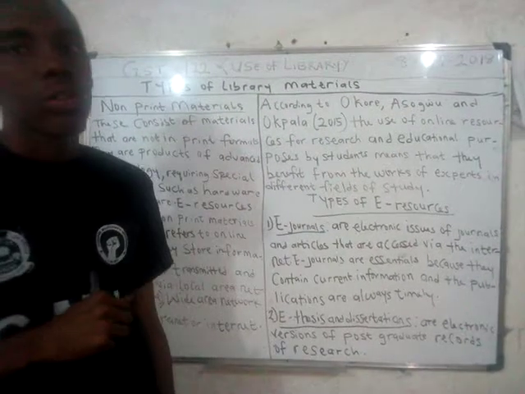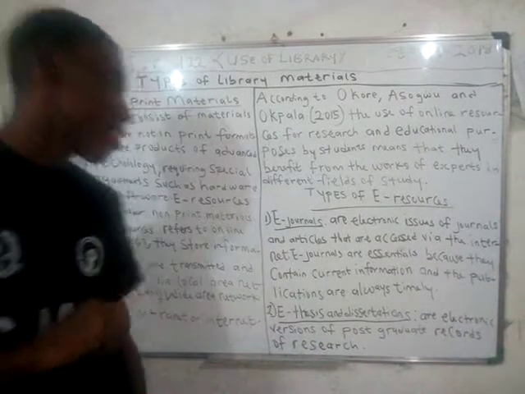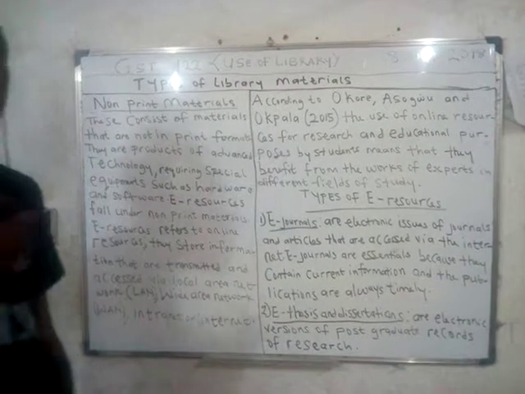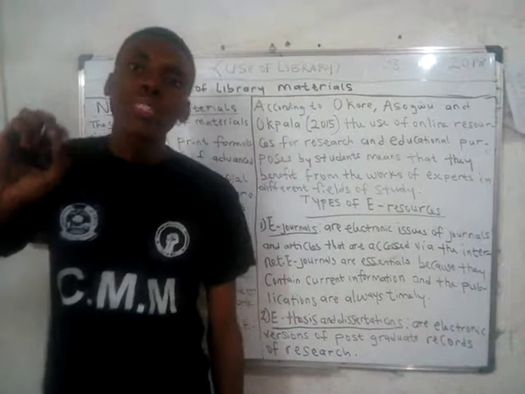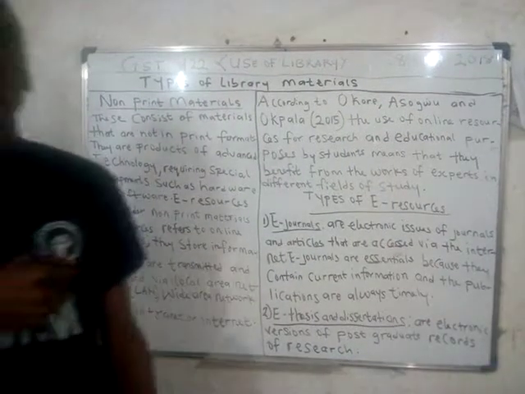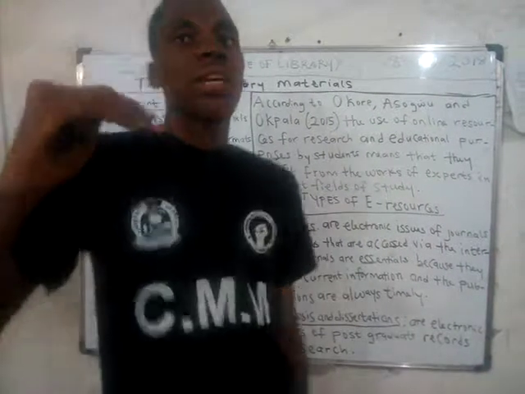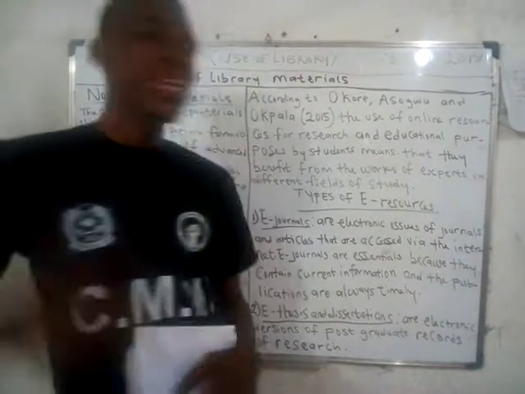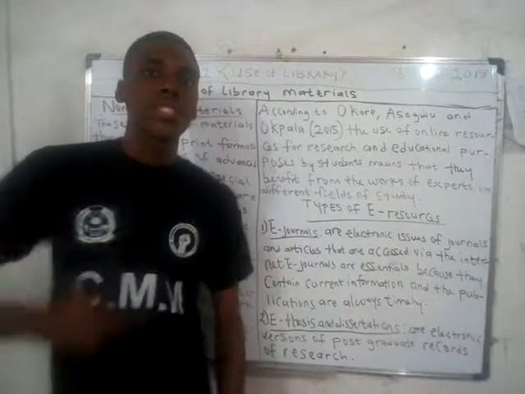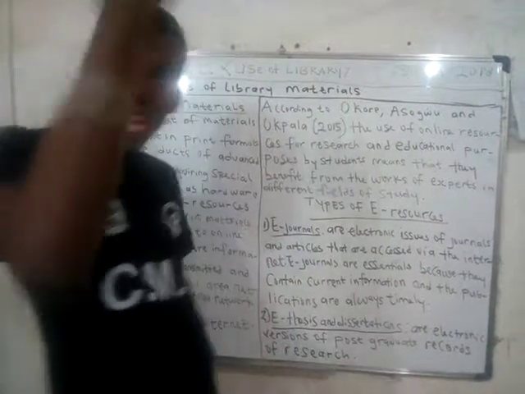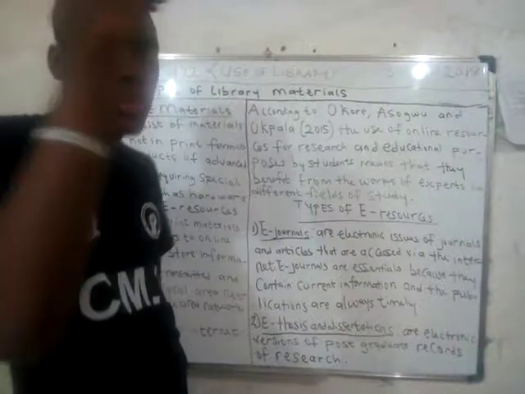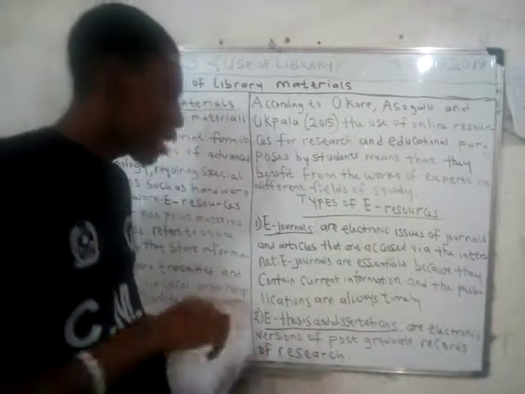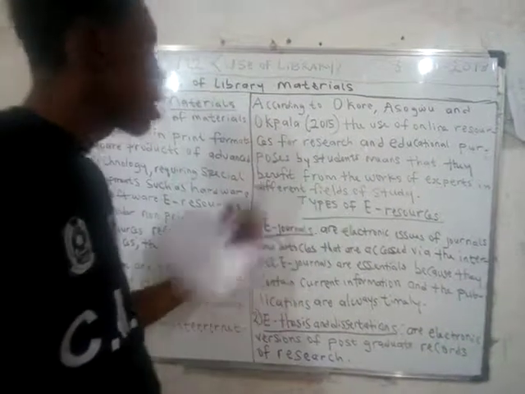Now, the next one is e-thesis and dissertations. Now, e-theses and dissertations are electronic versions of postgraduate records of research. Not undergraduate, but postgraduate. Remember that it is people who do masters and PhD that write theses and dissertations. So now, online, we have electronic versions of their projects, also known as theses and dissertations. Now, let us look at the third aspect of electronic resources.